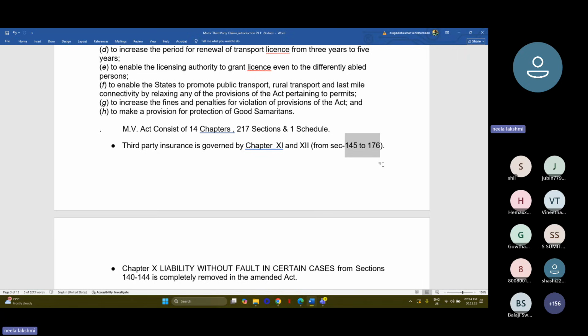So, our governing body from the Motor Vehicles Act is Chapters 10 and 11, from Section 145 to Section 176. This is the methodology based on which we have to handle a TP claim.